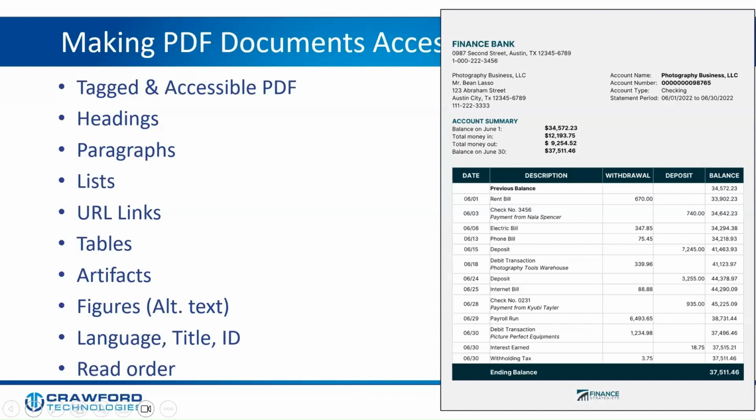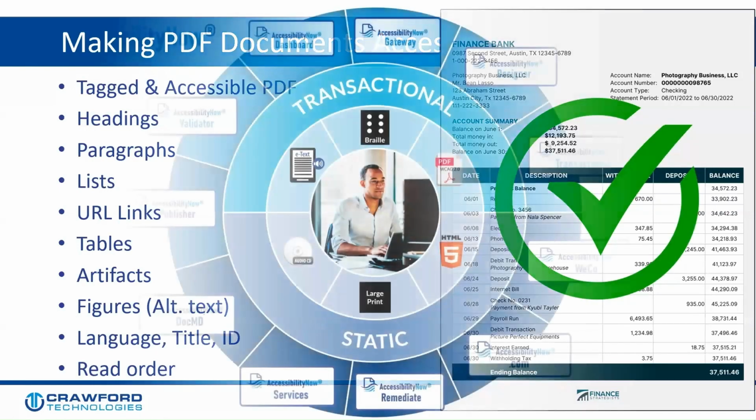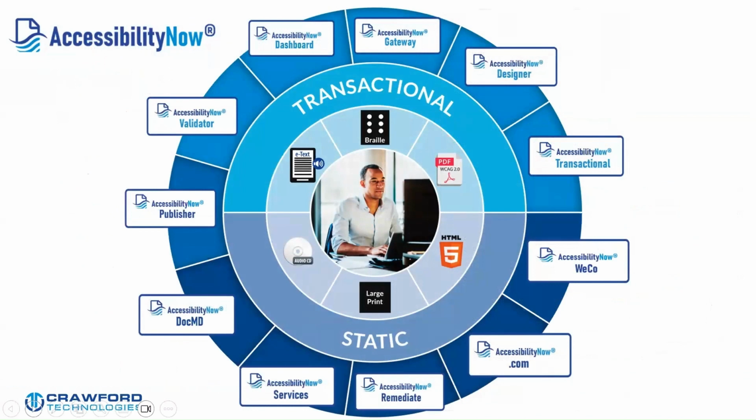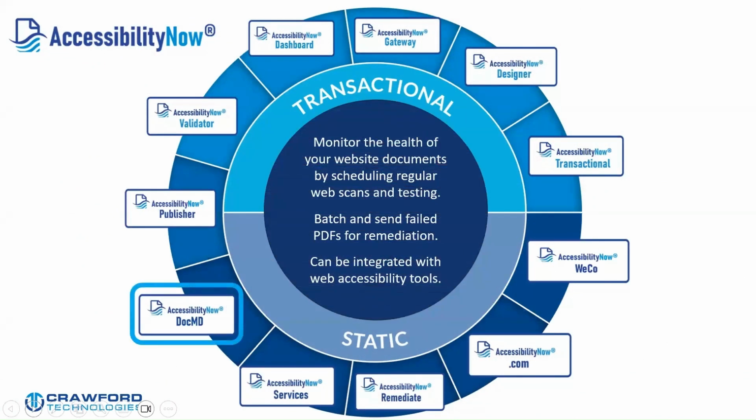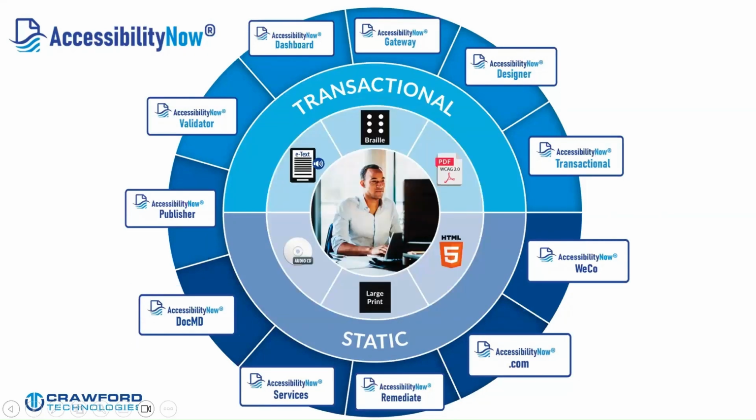And what do we do? What tools do we have that can help organizations to apply some of these tags to their PDFs once they've been created? So I want to introduce you to our Accessibility Now platform.